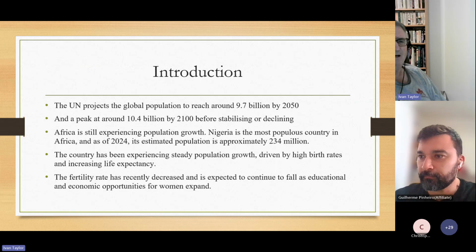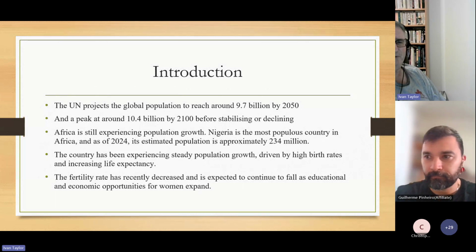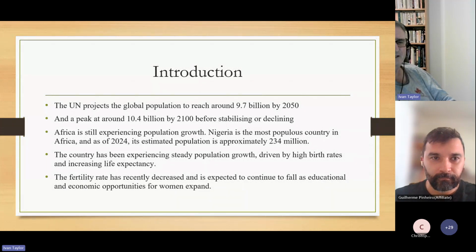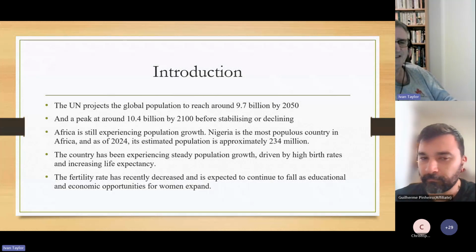So, introduction. The United Nations projects that the global population will reach around 9.7 billion people by 2050 and peak at around 10.4 billion in 2100 before stabilizing or declining. Africa is still experiencing population growth. Nigeria is the most populous country in Africa, and as of 2024, its estimated population is approximately 234 million people. The country has been experiencing steady population growth driven by high birth rates and increasing life expectancy. The fertility rate has recently decreased and is expected to continue to fall as education and economic opportunities for women expand.